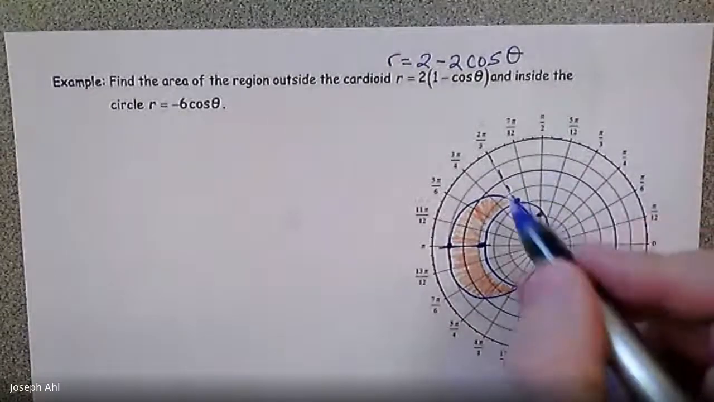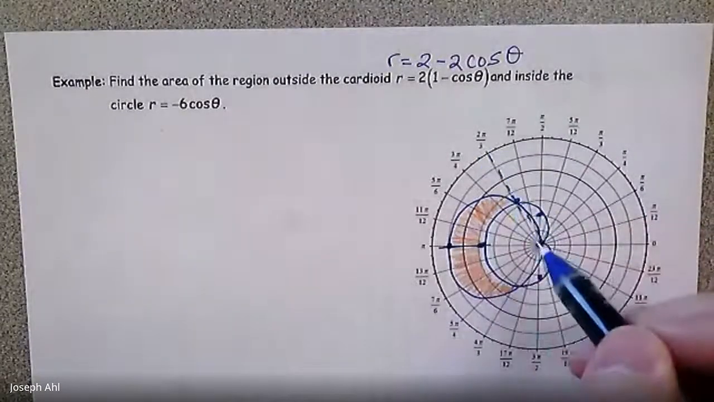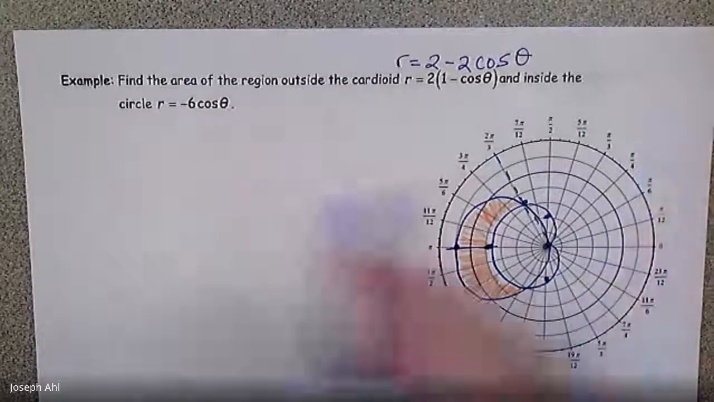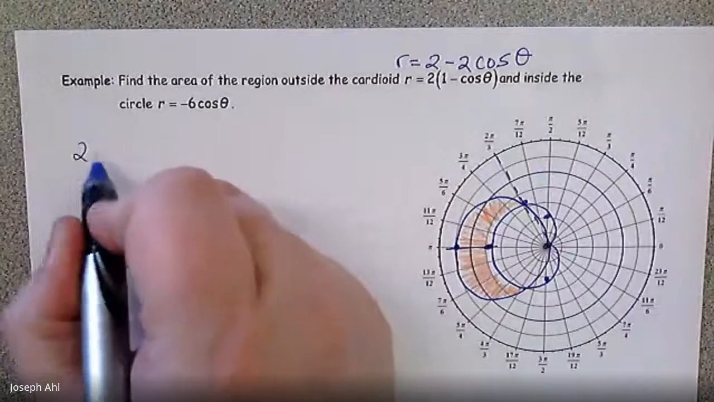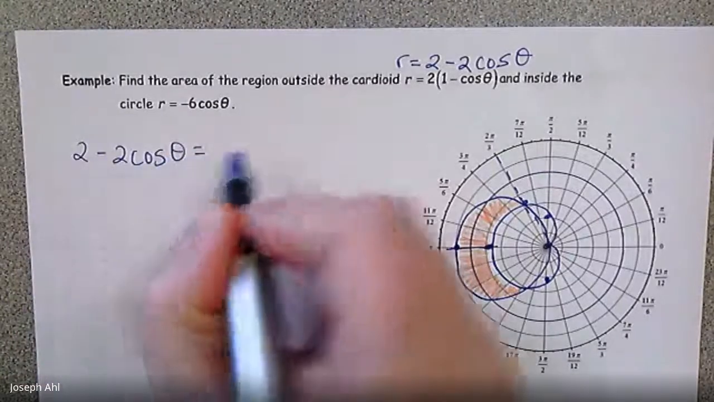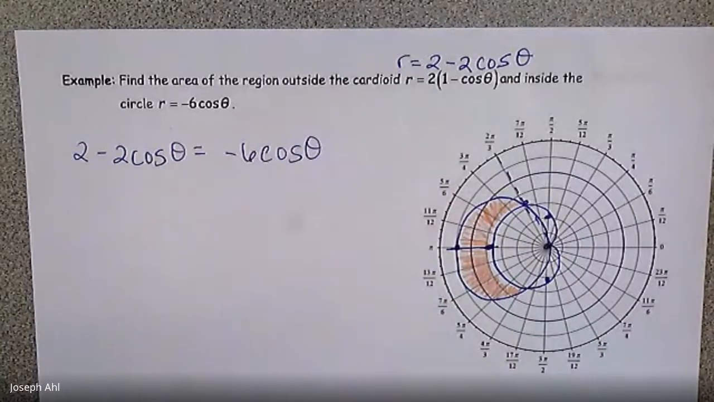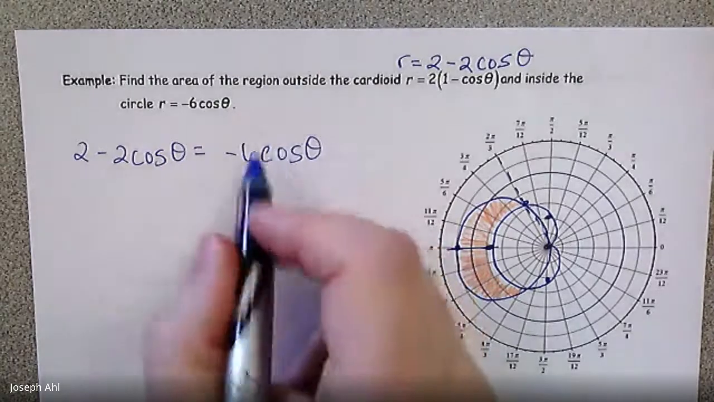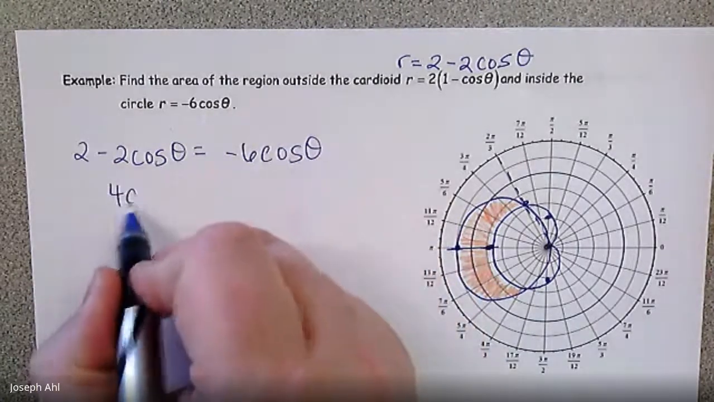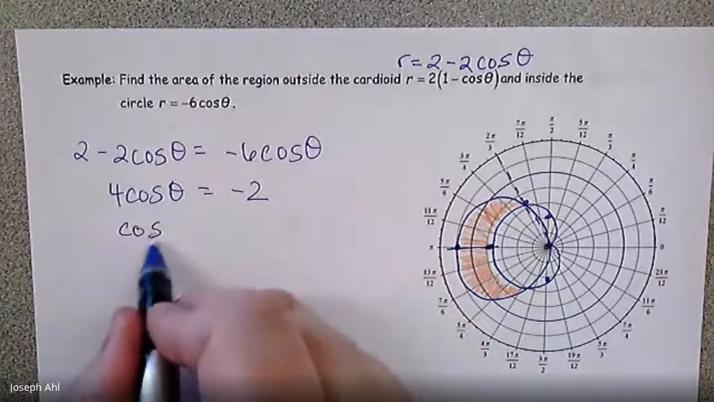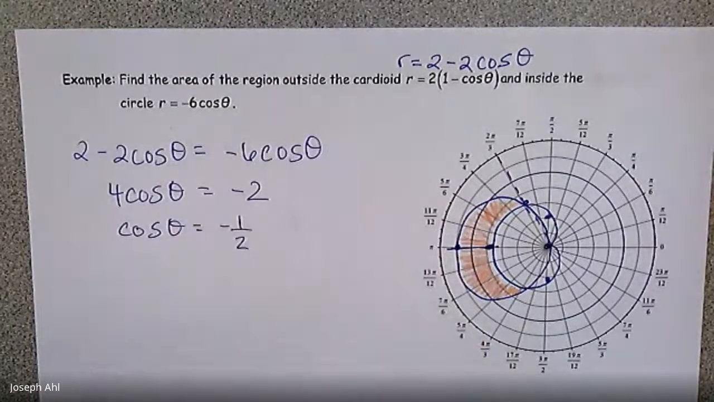All right, so where do these two intersect? I see where I've marked it off. I mean, I don't want you to trust that that's exactly 2 pi over 3, but how can I tell where these two intersect? Well, if we do 2 minus 2 cos theta equals negative 6 cos theta, we can solve this equation for theta and find out what angle makes that a true statement. So if I add 6 cos theta over here, we get 4 cos theta, subtract the 2 to here, 4 cos theta equals negative 2, and therefore cosine theta equals negative a half.